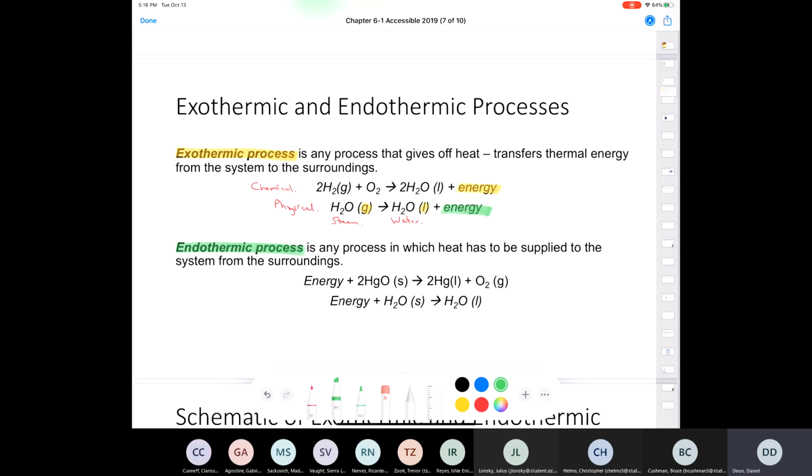Now, an endothermic process is any process in which heat has to be supplied or put into the system from the surroundings. Here are a couple of examples. The first one is a chemical reaction. If we take mercury(II) oxide, or mercuric oxide, that's this molecule here, it's a solid at room temperature. If we heat that up, in other words, we supply energy to it, we can break apart the bonds in mercuric oxide and produce mercury, the liquid metal, and oxygen. But we have to supply that energy. And so this is endothermic, right? Endo kind of makes me think of the word in, right? You're putting the energy in.